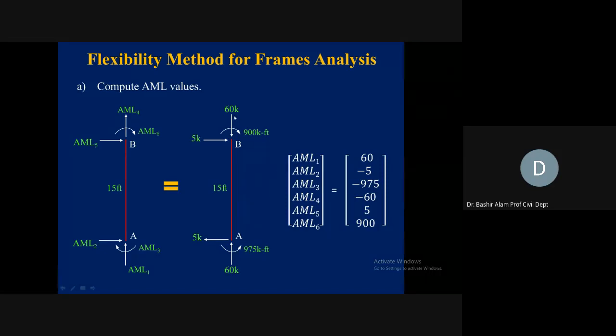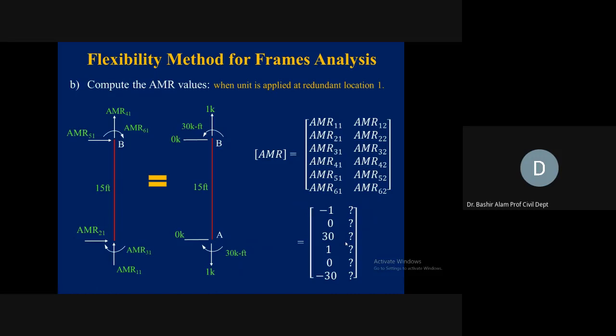Coming to AML4 now, 60, opposite to this one, so -60, it is recorded here. This is +5 recorded here, and this is +900, it is recorded here. Any question now about how we pick the value and its sign? No, sir. So no question. Okay, clear, good.